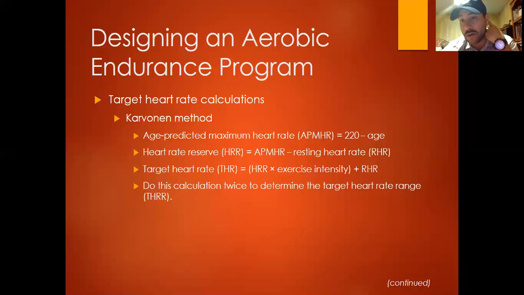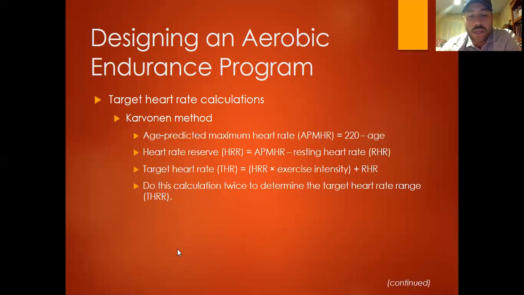So how do we get those target heart rate calculations? One way is we can use the Karvonen method. You take your age predicted max heart rate, which is just 220 minus your age. We have heart rate reserve: that age predicted max minus your resting heart rate. The target heart rate is whatever that heart rate reserve is, times the exercise intensity, so times 0.7 for 70%, plus that resting heart rate. Do this calculation twice to determine the heart rate range.